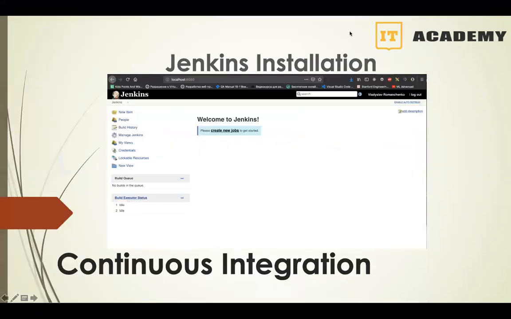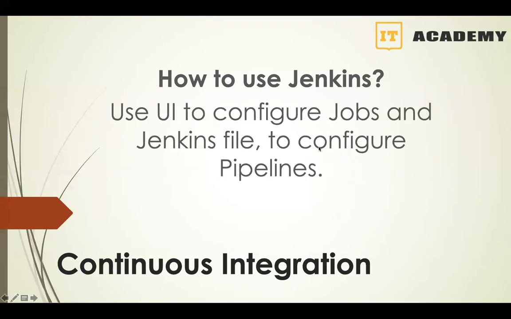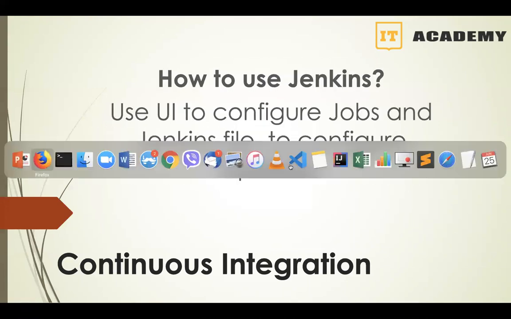So how does Jenkins work? How to use Jenkins? In order to use Jenkins, you need to create jobs or pipelines and run them at specific times or use plugins to trigger them by commit. So you use the UI to configure jobs and a Jenkinsfile to configure pipelines. I know that it doesn't make much sense, but let me show you a job, how to create it.